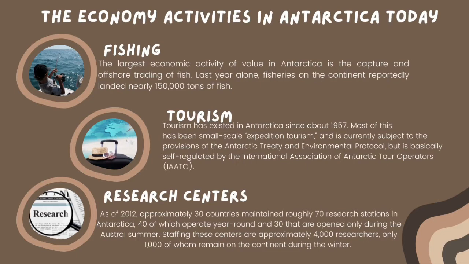Next are the economic activities in Antarctica today. Firstly is fishing. The largest economic activity of value in Antarctica is the capture and offshore trading of fish. Last year alone, fisheries on the continent reportedly landed nearly 150,000 tons of fish. The fisheries of Antarctica target three main species, which are Patagonian and Antarctic toothfish, mackerel icefish, and krill. The Convention on the Conservation of Antarctic Marine Living Resources (CCAMLR) determines the recommended catch limits and licensing requirements for all marine species in Antarctica.